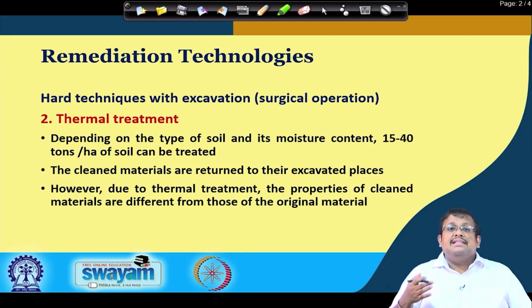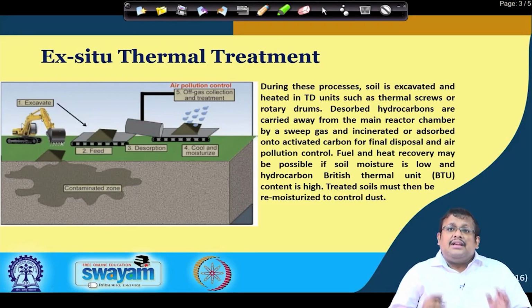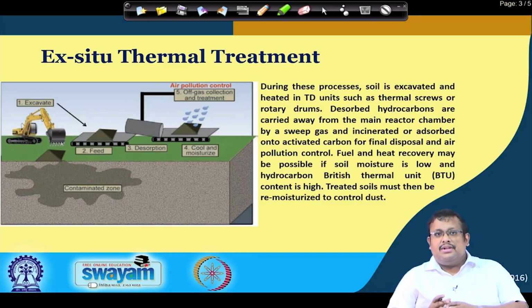Now, the clean materials are returned to the places from where they were excavated. However, due to thermal treatment, the properties of the clean materials are different from those of the original material, because we are applying a high temperature from 800 to 1200 degree centigrade, and obviously their chemical nature has to change. So, this is one of the downsides of thermal treatment. Thermal treatments are again of two types: one is ex situ thermal treatment, another is in situ thermal treatment.